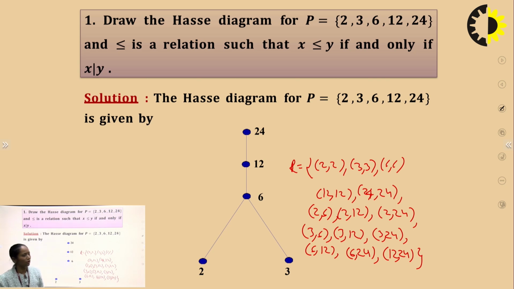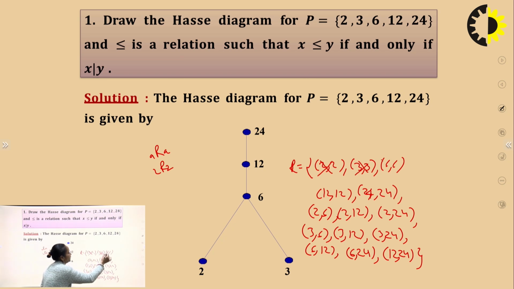These are the members of the relation set R. As I already told you, we have to remove the reflexive relation, that is, A is related to A. Here, the relation is 2 is related to 2. So we have to remove such relations for creating the Hasse diagram. So 2 is related to 2. We have to remove 3, 3, 6, 6, 12, 12 and 24, 24.